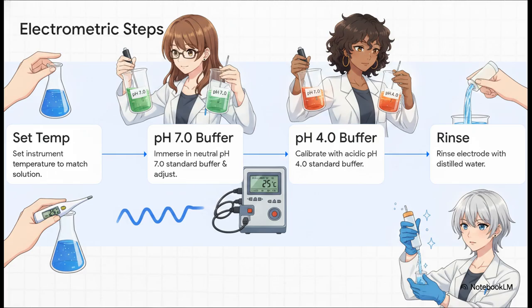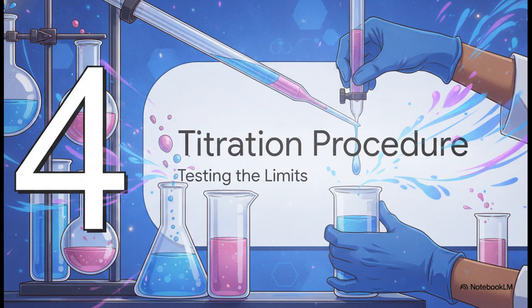To ensure our readings are spot on, we followed these exact calibration steps. First, we set the instrument temperature to match our solution. Second, we immerse the electrode in a neutral pH 7.0 standard buffer and adjust the machine. Third, we calibrate with an acidic pH 4.0 standard buffer. And finally, step 4, and this is a crucial habit to form, we meticulously rinse the electrode with distilled water. We have to do this between every single measurement to completely avoid cross-contamination. All right, time for the wet lab action.